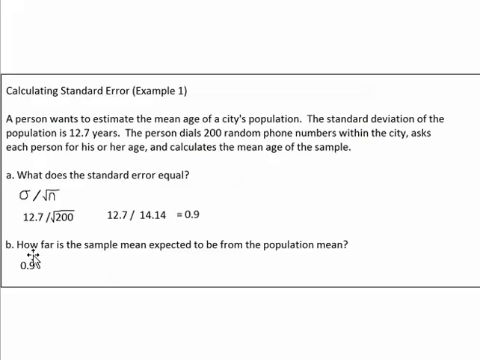This says, how far is the sample mean expected to be from the population mean? In other words, when this person calculates the sample mean, how far is it expected to be from the mean of the entire city? Well, since the standard error is 0.9, it's expected to be 0.9 from the population mean. We're expecting the sampling error to be 0.9. Now that's not definitely what the sampling error will be, but that's what's expected in this situation.